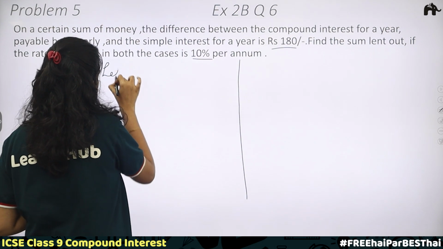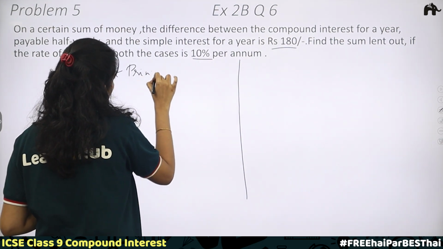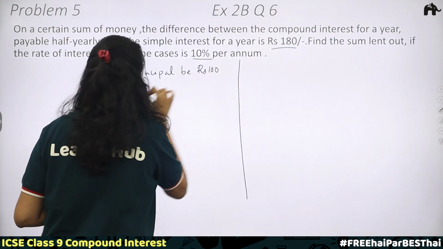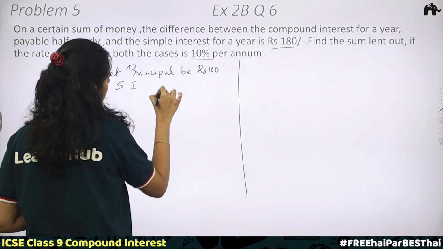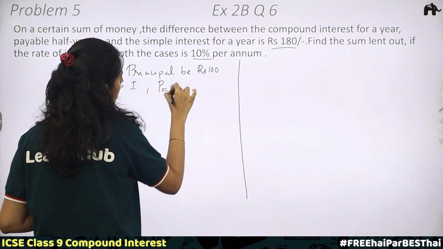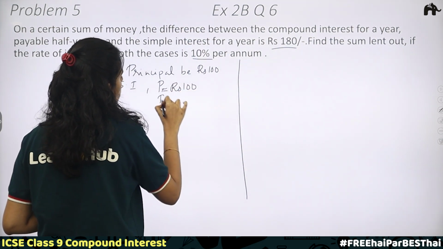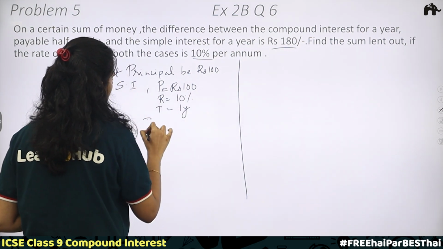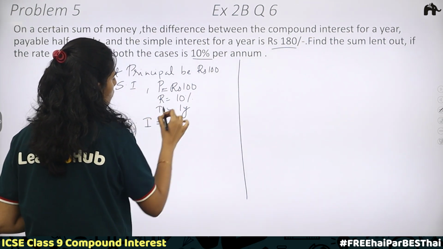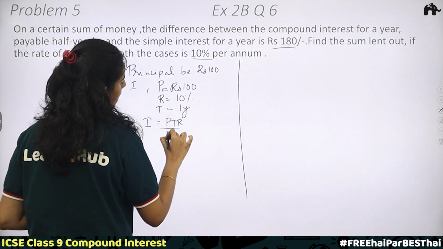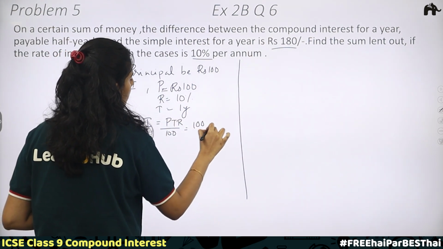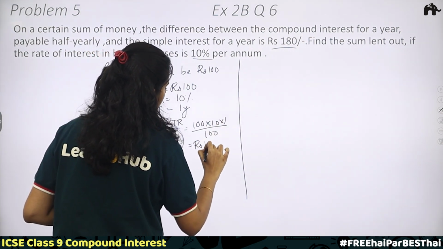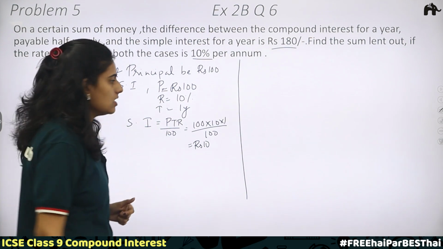Let principal be rupees 100. First we have to find the simple interest. Given principal is equal to rupees 100. Rate of interest is 10%. Time equal to 1 year. Interest, simple interest will be equal to PTR by 100, which is equal to 100 into 10 into 1 by 100, which is rupees 10. Okay, simple interest is rupees 10.